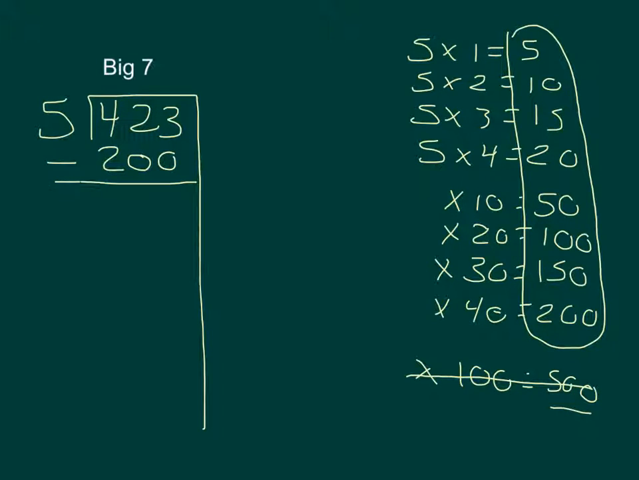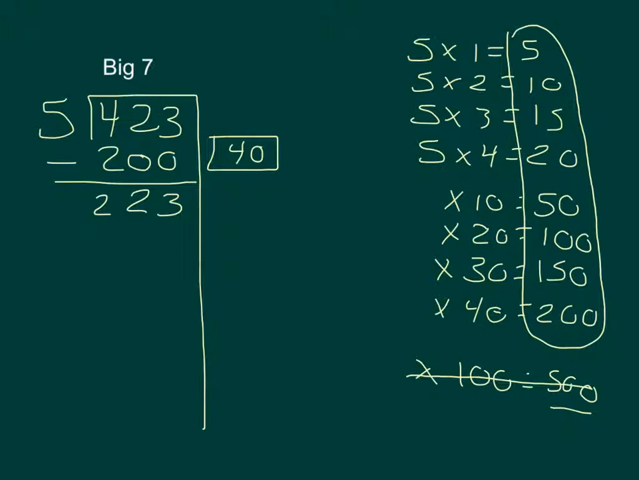So I'm going to subtract 200 over here. And when I do that, I'm going to draw a little box over here, and that was times 40, because 5 times 40 is 200. So let's go ahead and subtract. 3 take away 0 is 3. 2 take away 0 is 2. 4 take away 2 is 2.